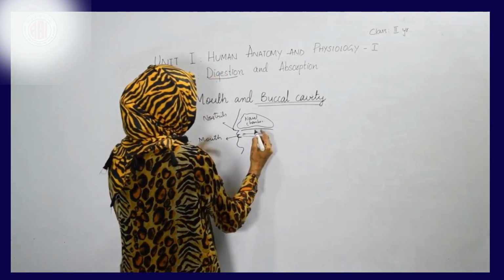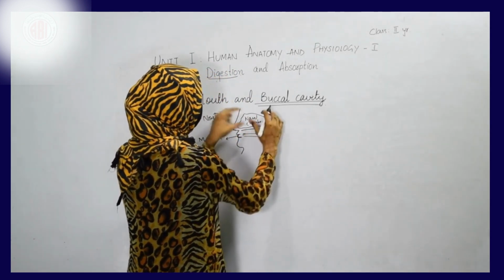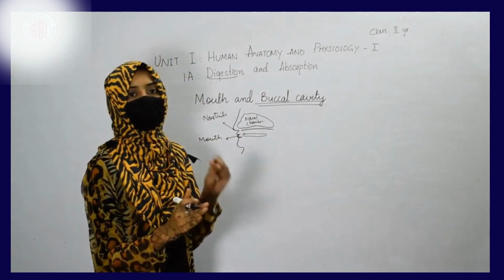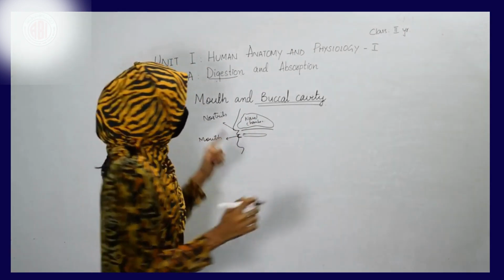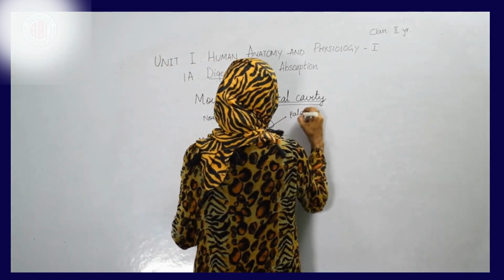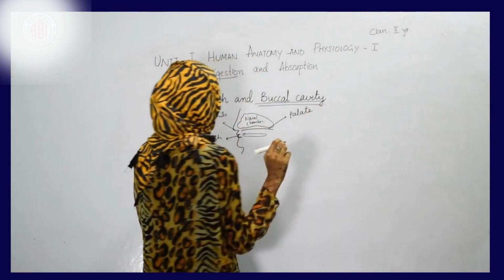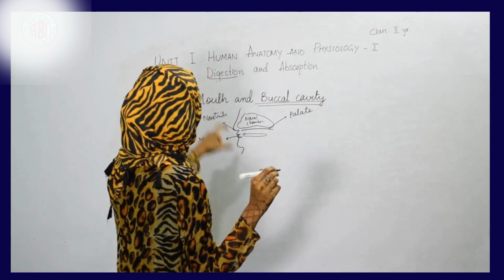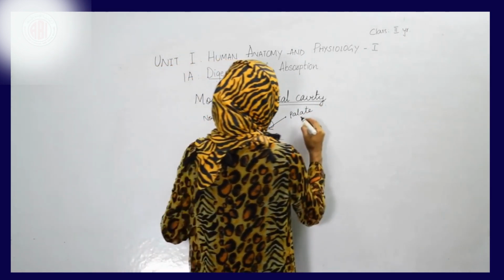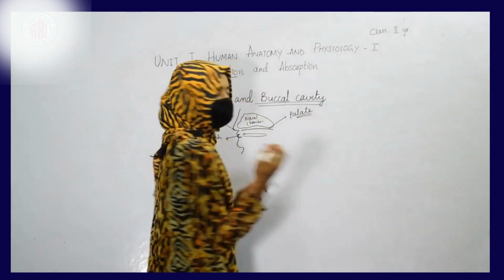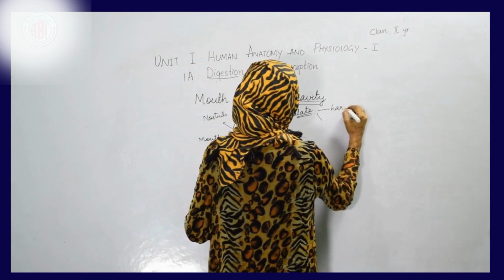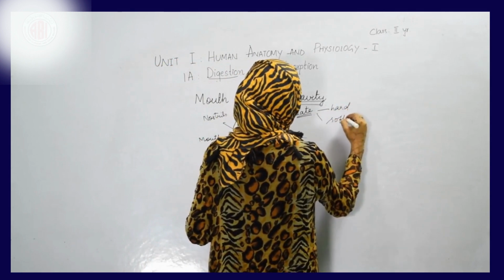So the buccal cavity and the nasal chamber, both of them are separated through a structure called palate. So this is a roof-like structure that is present between the nasal chamber and our mouth. That roof-like structure is called as palate. Palate is of two kinds, hard one and soft one. Hard palate is present and soft palate is present.